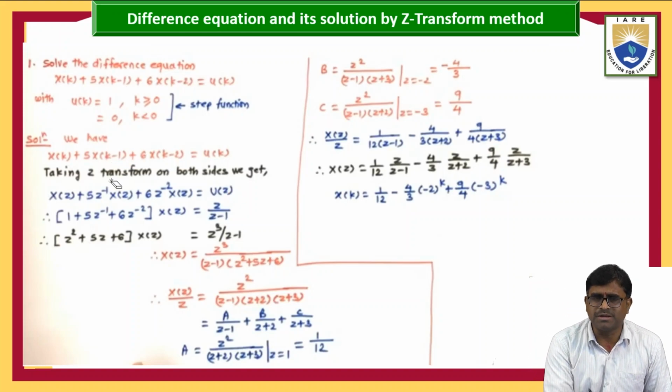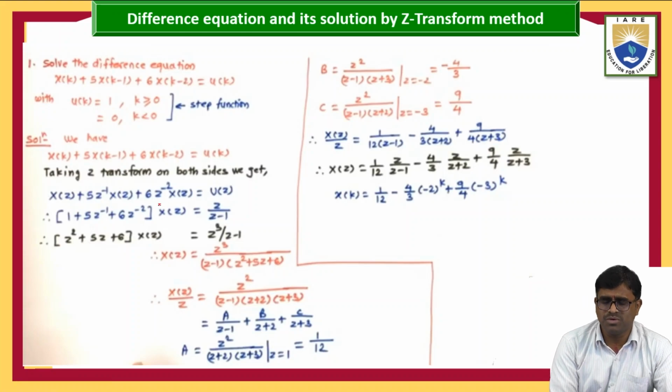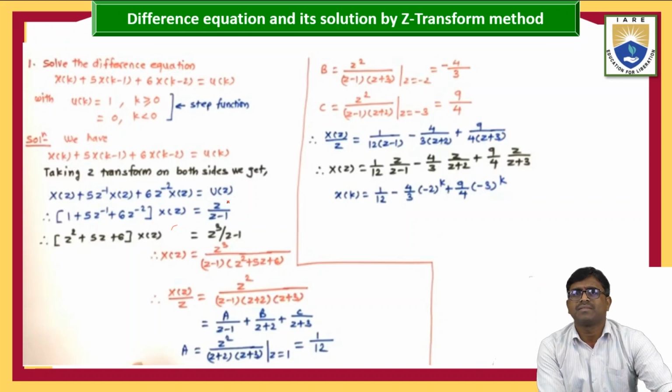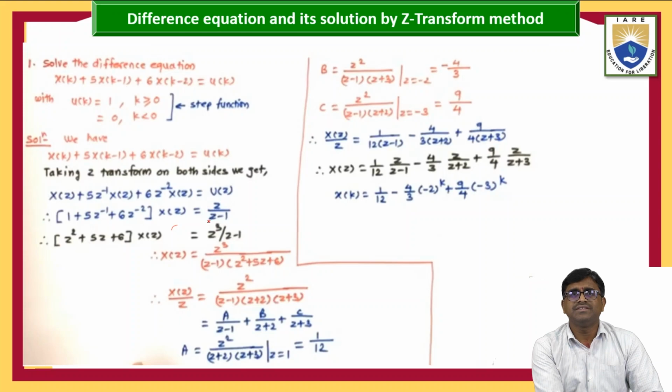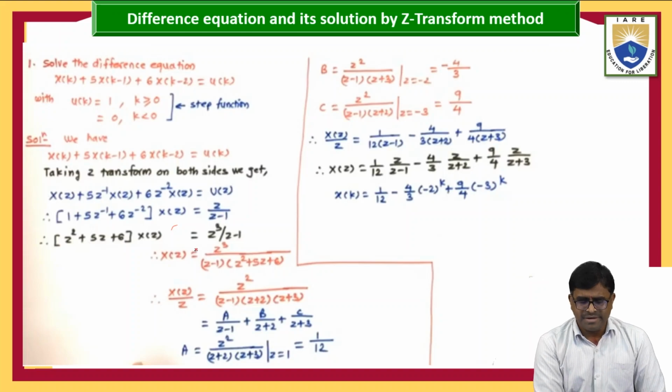So you have to remember the previous problems and very important formulas, then only you can solve the problems. Okay, so if you take x of z common, 1 plus 5 z power minus 1 plus 6 z power minus 2 into x of z equal to, for this one here, z by z minus 1. After that, if you take z power minus 2 common, so what happened?